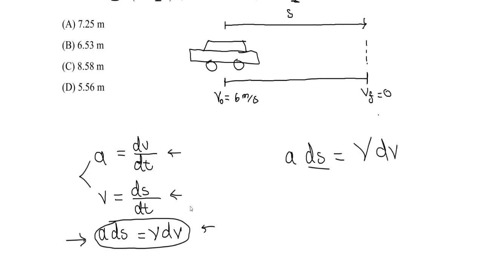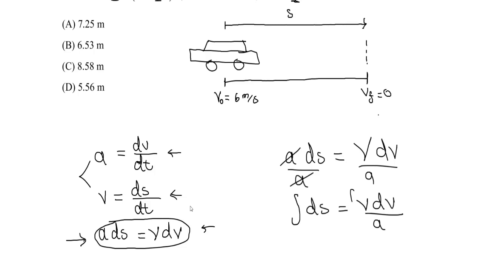So I'm going to isolate ds. Divide a on both sides. These cancel. So ds equals v dv over a. And I know I can get s by taking the integral, right? So we're taking the integral. What you do to one side, you have to do to the other side.